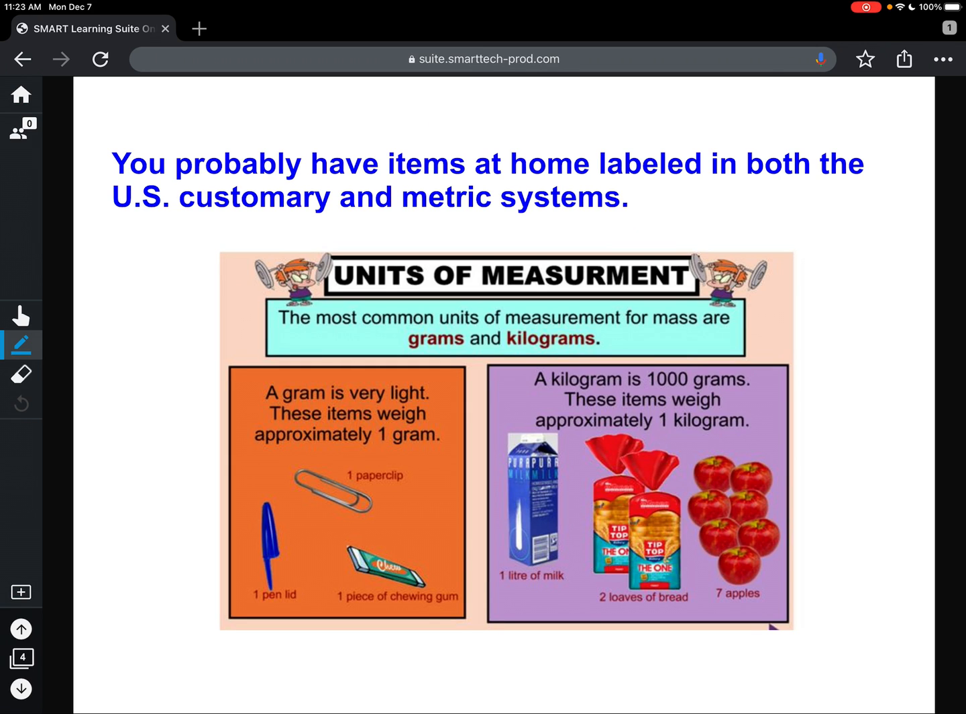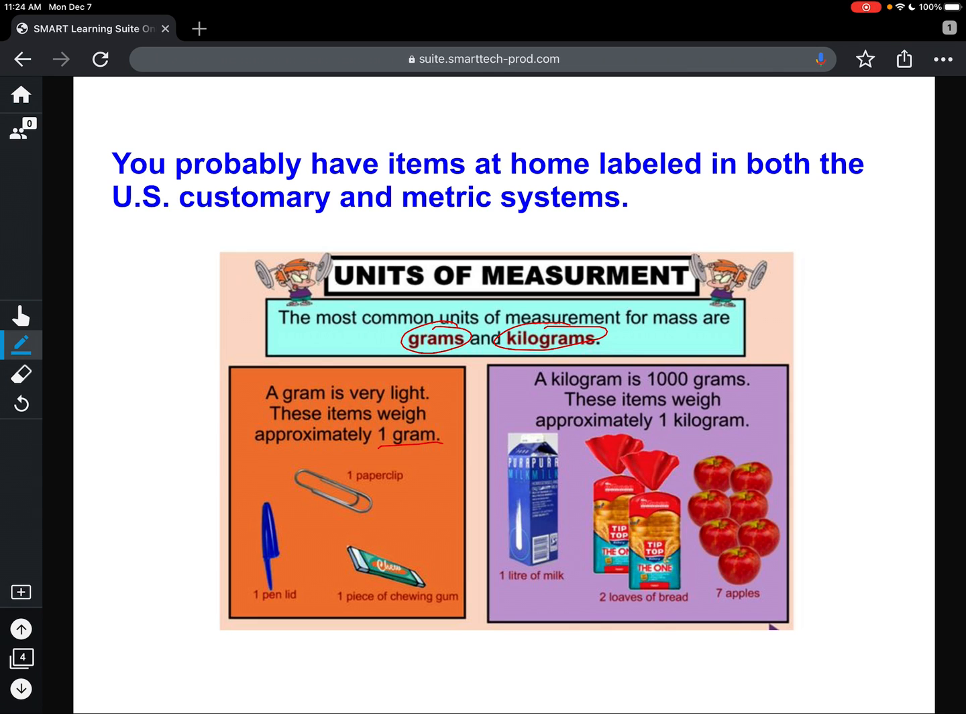You probably have some items at home labeled in both the U.S. customary, so pounds and ounces, and metric system, kilograms and grams. So the most common units of measurement for mass are grams and kilograms. And again, grams and kilograms, that's what we're going to focus on today. So a gram is very, very light. A paper clip, a pen lid, or a piece of gum, that's all about 1 gram. So 1 gram is very, very small. It's very, very light. It does not weigh very much at all.